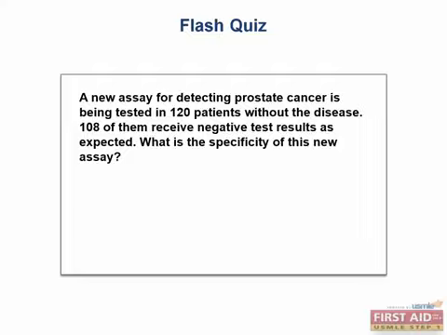A new assay for detecting prostate cancer is being tested in 120 patients without the disease. 108 of them received negative test results. What is the specificity of this new assay?